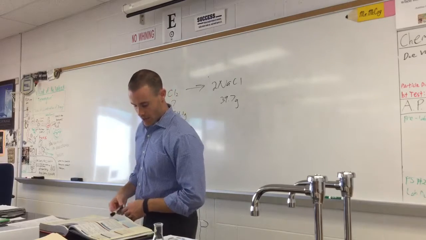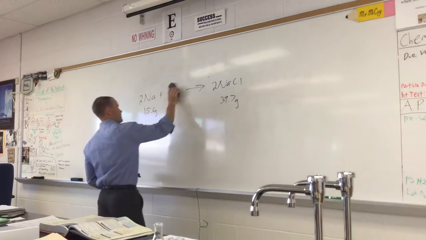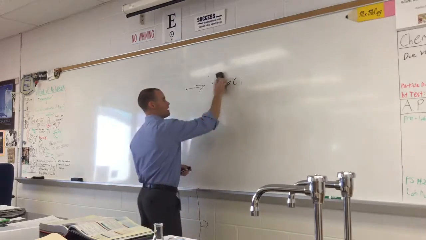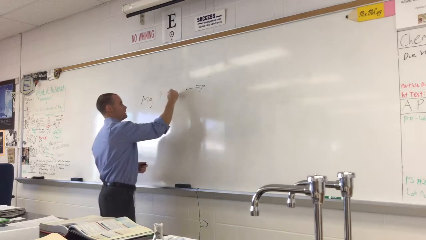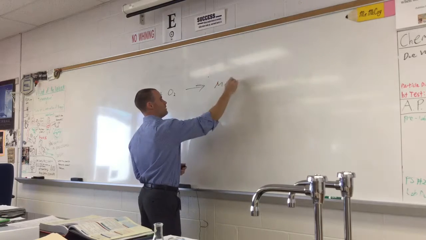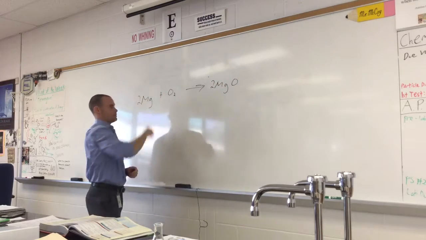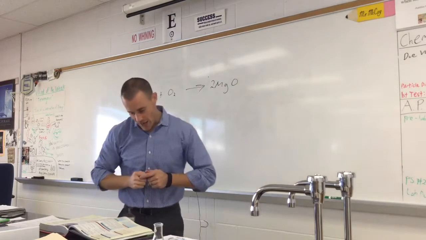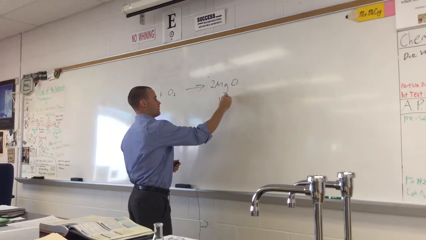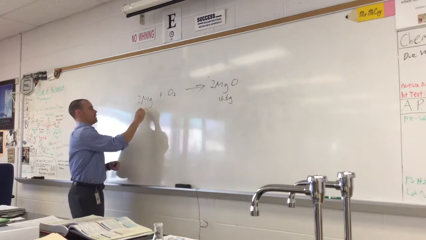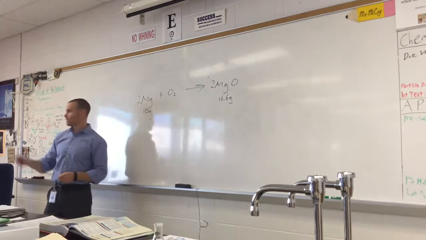All right, number 8. Now we have magnesium and oxygen, and it makes MgO. I need 2 of those and 2 of those. Okay. This time we have 10 grams of magnesium and it forms 16.6 grams of MgO. How many grams of oxygen reacted, Andrew?